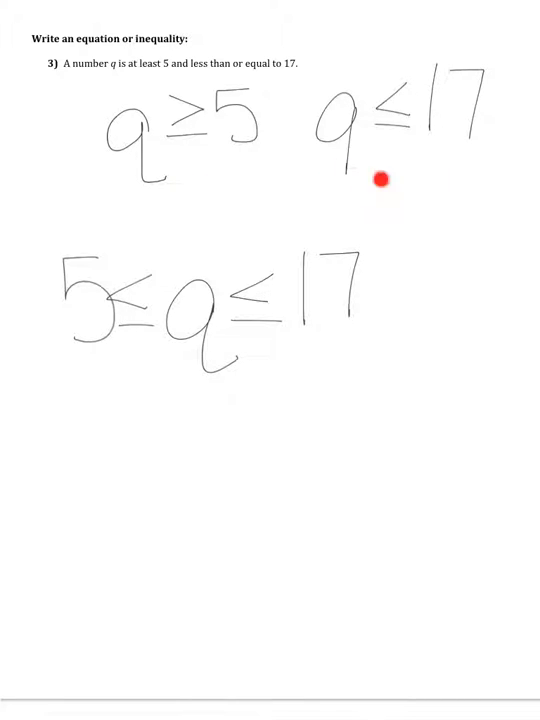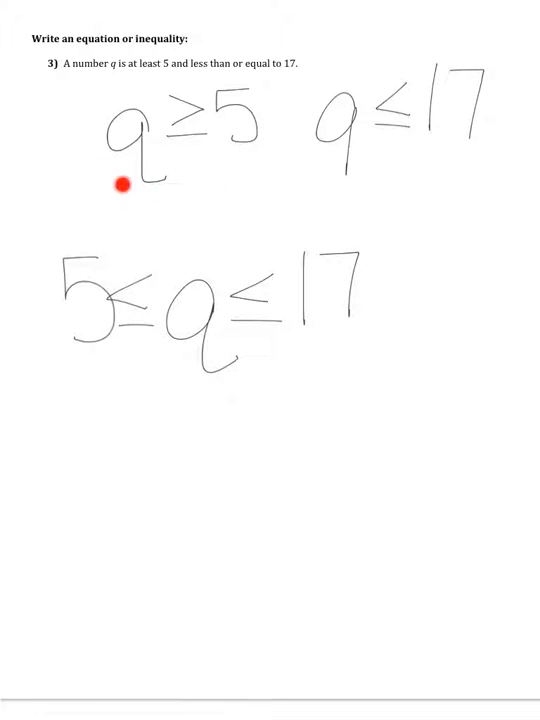So literally, as we said before, if something is supposed to be greater than or equal to 5, but at the same time be less than or equal to 17, that means that q, the number, would have to be somewhere between 5 and 17. So when we wrote our final compound inequality, q is sitting in between 5 and 17, and that would be our final answer. And for clarity's sake, let's look at this together.